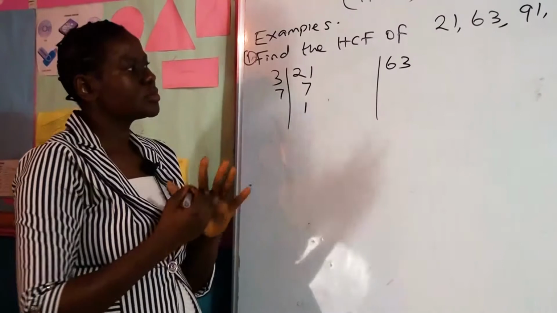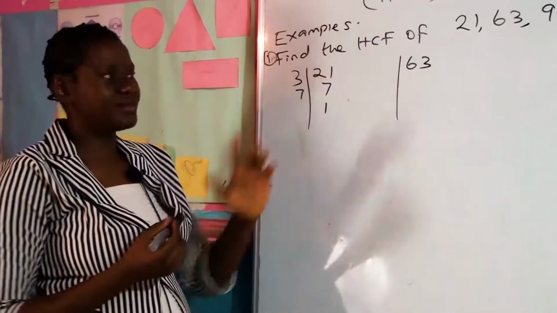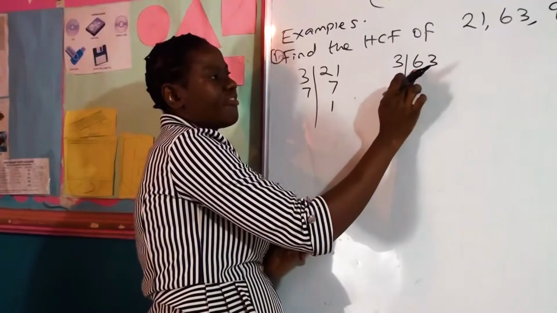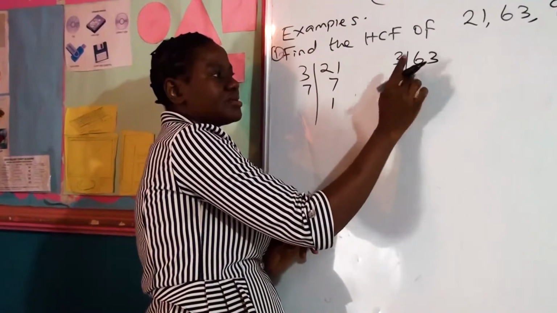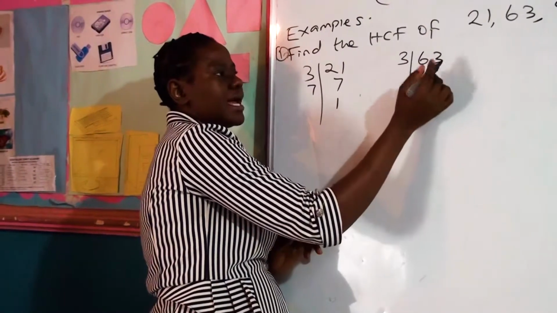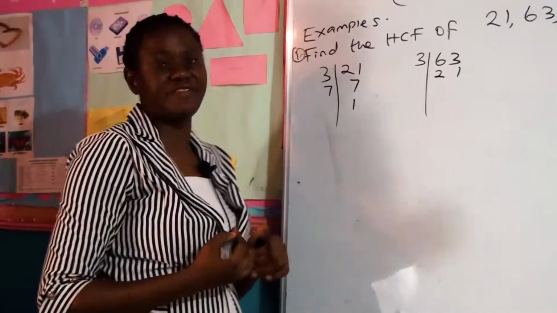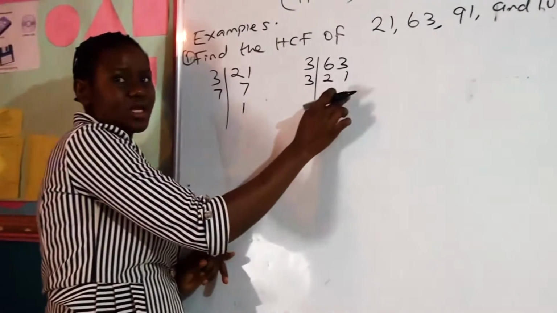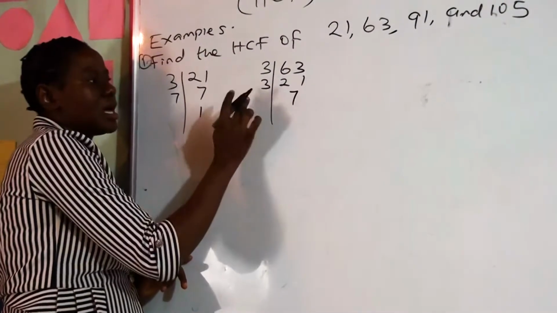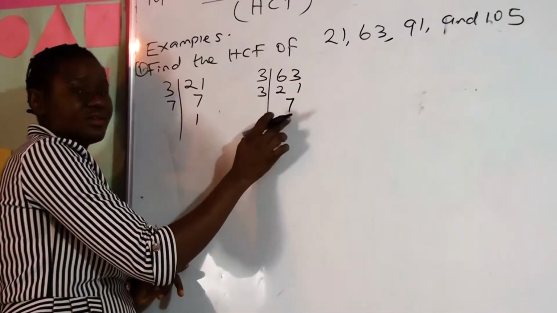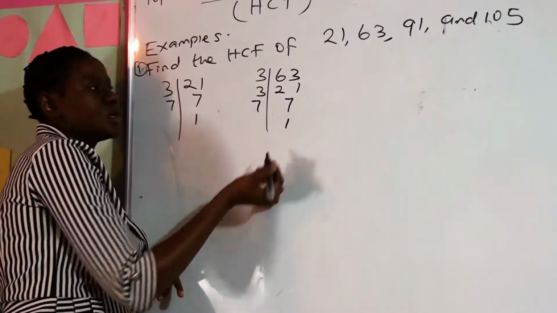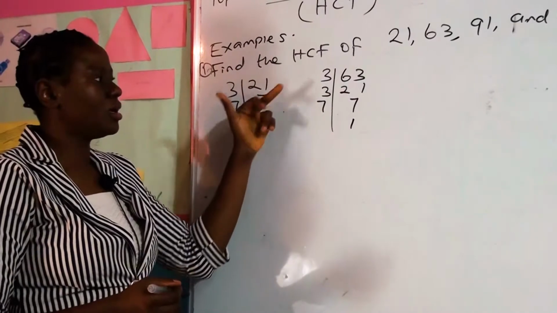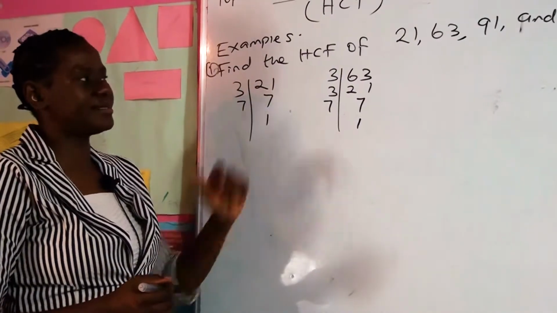What number could divide 63? Let's try 3. How many 3 can we find in 63? 3 in 6 we have 2 and 1. Then what number could divide again? 3. How many 3 can we find in 21? 7. What can we use to divide 7 again? 7. So the factors of 63 are 3, 3 and 7.